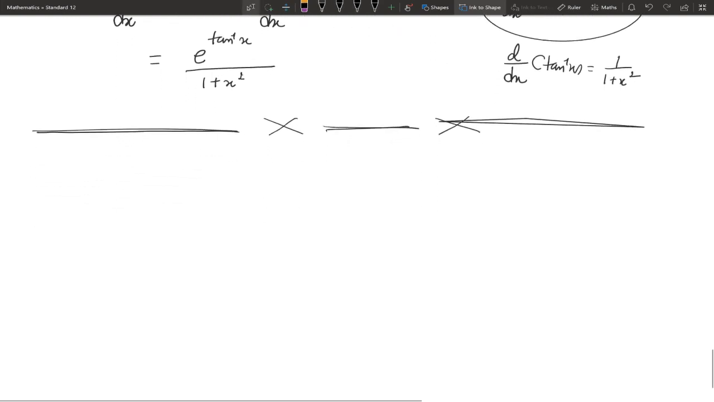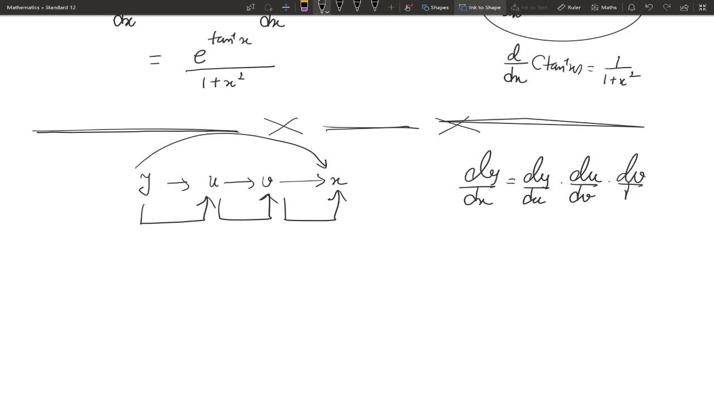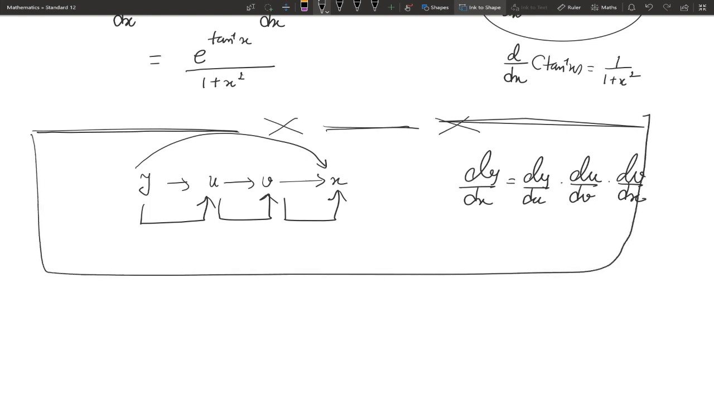So here you note that we will now prepare a chain: y is function of u, u is function of v, and v is function of x. Then how to differentiate y with respect to x? Since y is function of u, so dy by du, u is function of v, so du by dv, v is function of x, so dv by dx. This is dy by dx. But this is only theoretical. By practice we will learn this chain rule.